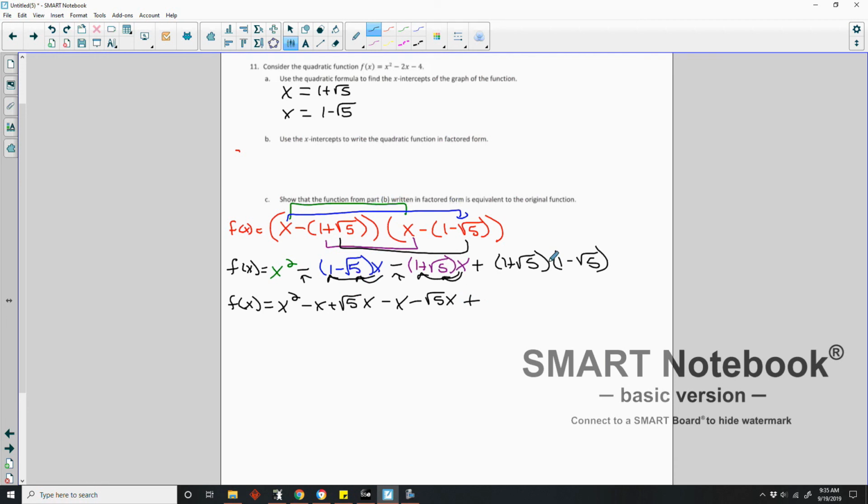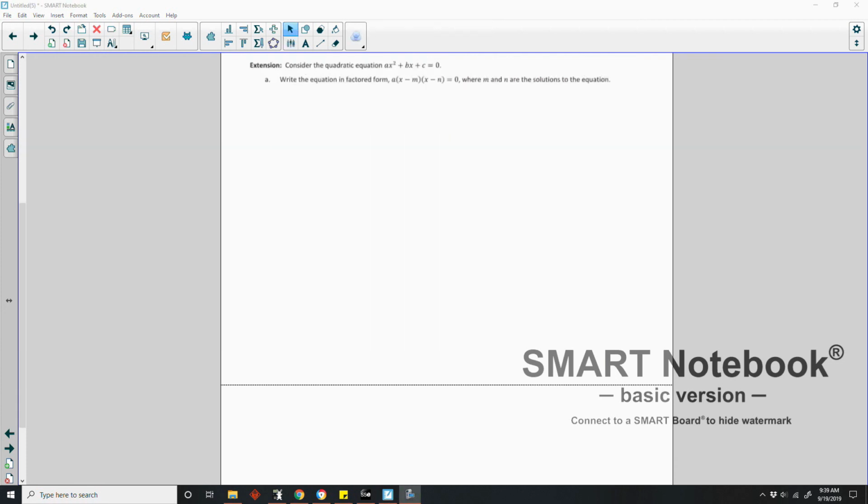And then it's plus, and then this is FOIL. 1 times 1 is 1, minus root 5, plus root 5 cancels, and minus root 5 times root 5 is 5. Okay, so this simplifies to f of x equals x squared minus 2x plus root 5x minus root 5x cancel, and 1 minus 5 is minus 4. And we have x squared minus 2x minus 4. X squared minus 2x minus 4, it checks.